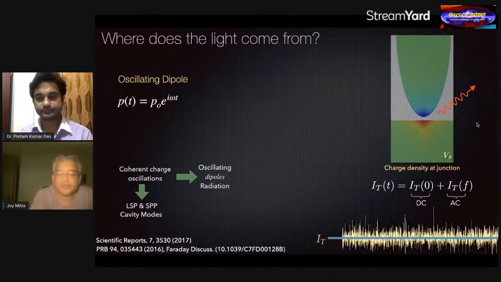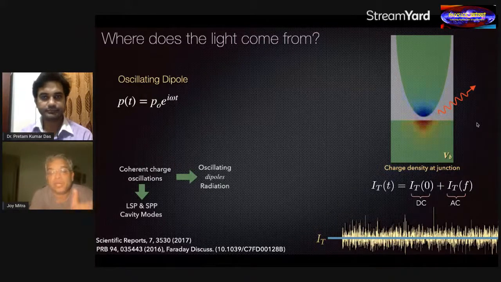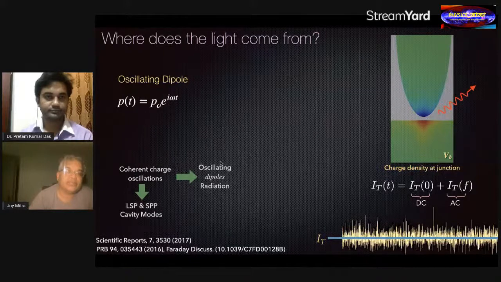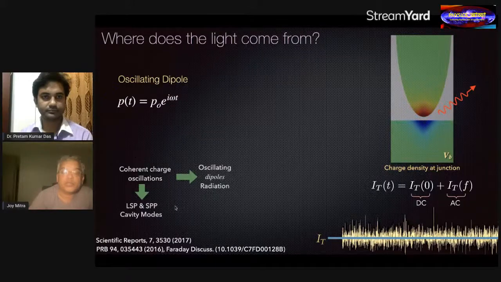Obviously, there are more sophisticated phenomenological models in terms of which we discuss or model these. We start off with these coherent charge oscillations, and then we go to these oscillating dipoles in terms of which we define the radiation. These are mediated by what we call the localized surface plasmons and the surface plasmon polaritons.